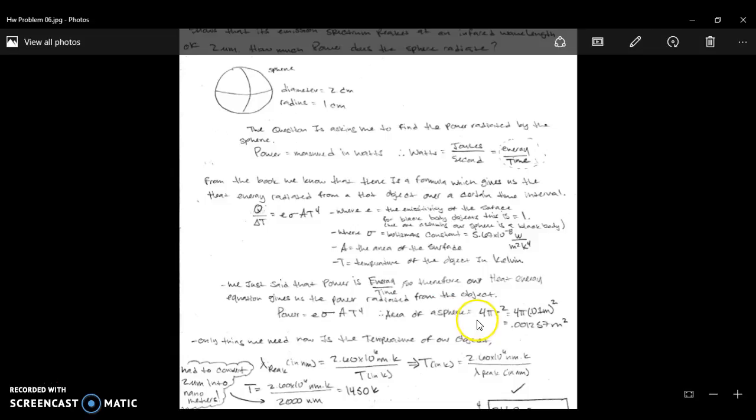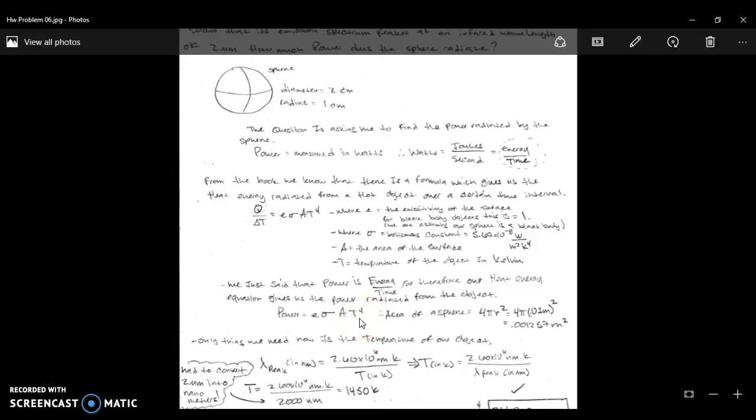To calculate the area of a sphere, it's just 4 pi r squared. That's what I have here: 4 pi, and the radius was given to me in centimeters, so I had to convert that to meters, which is 0.01 meters, squared. And therefore, the area of our sphere is 0.001257 meters squared.